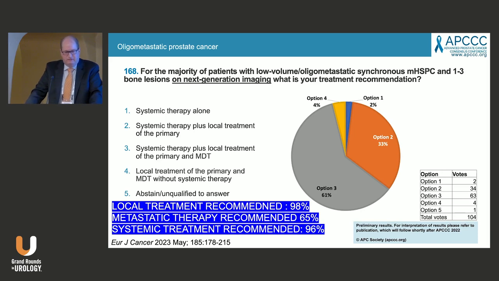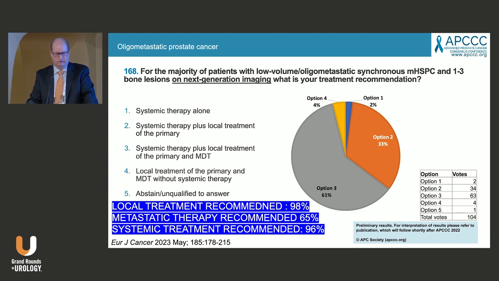So one of the questions that fits into this context is: for the majority of patients with low-volume, oligometastatic, synchronous, metastatic, hormone-sensitive prostate cancer and 1 to 3 bone lesions on next-generation imaging, what is your treatment recommendation? And all of those are outlined there. Systemic therapy alone, systemic therapy plus local therapy, systemic therapy plus local therapy plus metastasis-directed therapy, local therapy or metastasis therapy without systemic therapy. Interestingly, 98% of those recommended local therapy. Only 96% recommended systemic therapy. So there are some providers that are recommending local therapy with observation, and 65% of those recommended metastasis-directed therapy as part of this whole cohort.